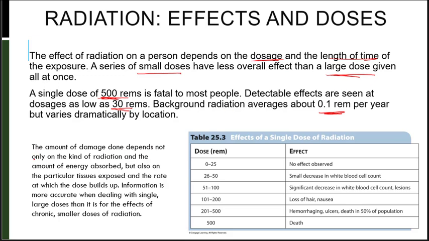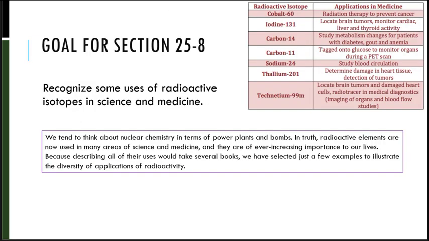The amount of damage done depends not only on the kind and the amount, but also on the particular tissues exposed and the rate at which the dose builds up. Information is more accurate when dealing with single large doses than it is for the effects of chronic smaller doses of radiation. And lastly, we're going to look at some uses of radioactive isotopes in science and medicine.